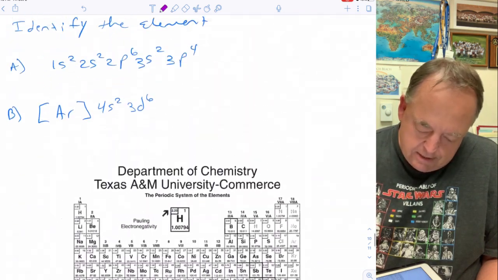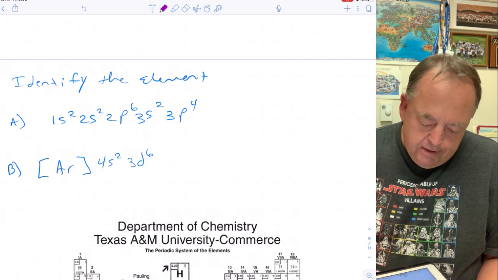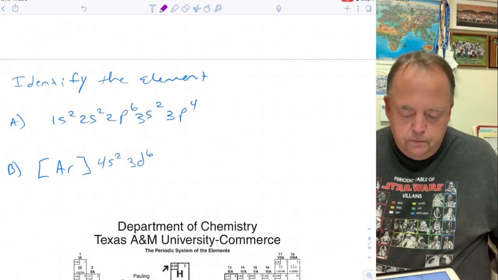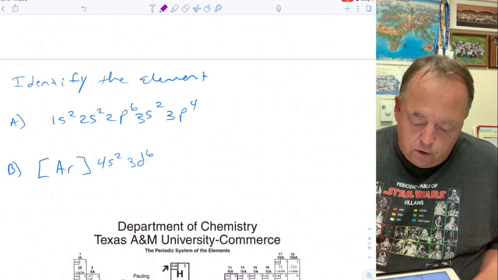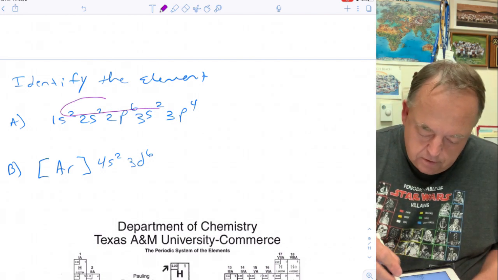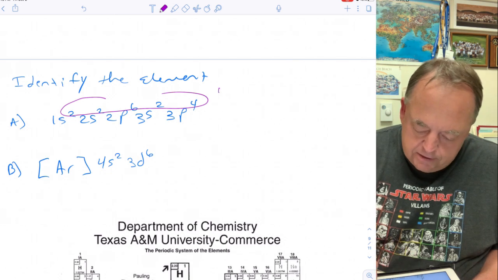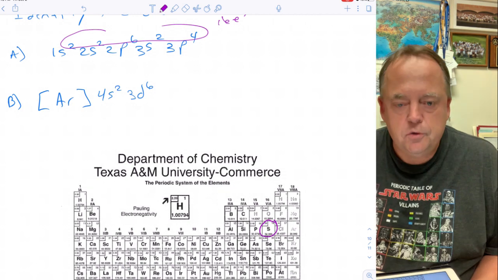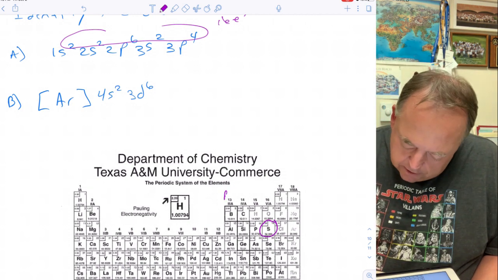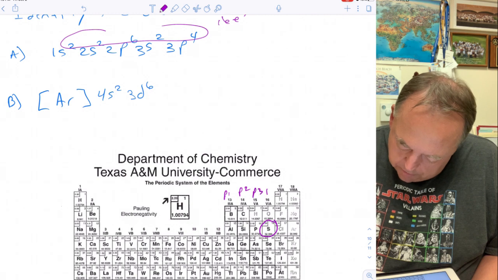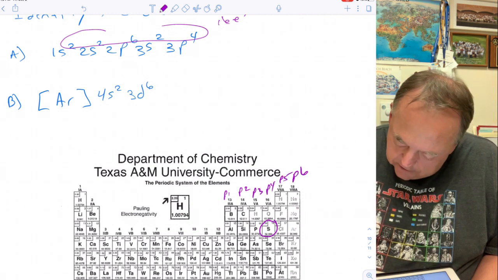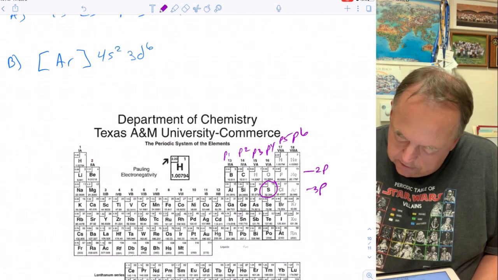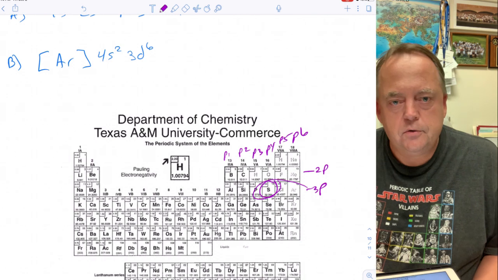Okay, so lastly, let's identify these 2 elements. So 1s2, 2s2, 2p6, 3s2, 3p4. There's 2 ways to solve this. You could just count the electrons up. So that's 2, 4, 10, that's 16 electrons. So then you go here to the atomic number 16, and that would be sulfur, right? The other way to do that would be, this is p1, p2, p3, p4, p5, p6. So p4, and this is the 2 p's, and this is the 3 p's. So 3p4 would be sulfur, right?